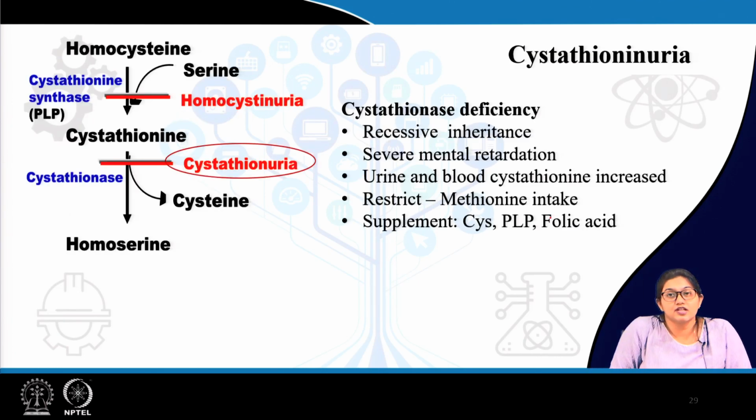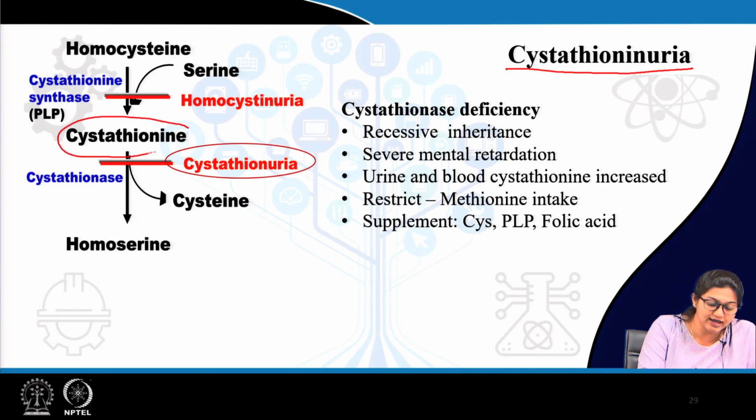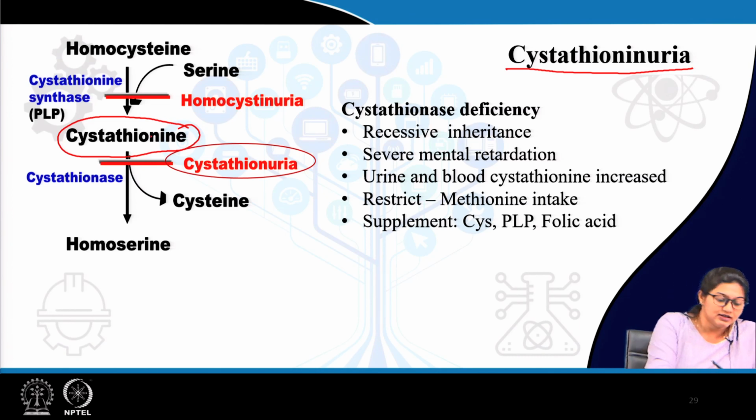Then we are going to discuss a few disorders related to cysteine metabolism. One is cystathioninuria. Remember, that is cystathioninuria, not cystinuria. So, here we are talking about cystathionine excretion in urine. So, once again to remind, cystathionine is formed from homocysteine with the enzyme cystathionine synthase.